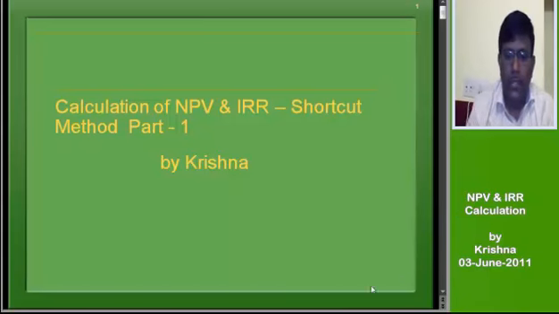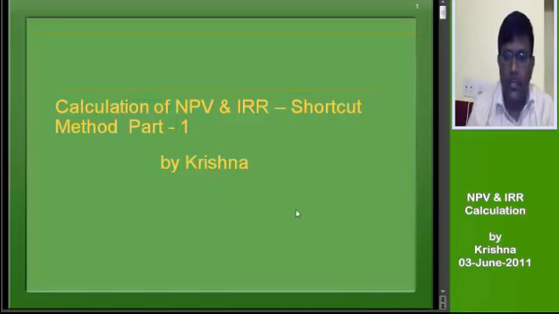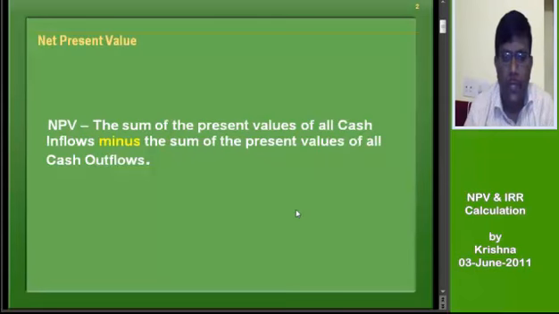Calculation of net present value and internal rate of return. The definition of net present value is the sum of the present values of all cash inflows minus the sum of the present values of all cash outflows. In the net present value, the time value of money is used to appraise long-term projects.